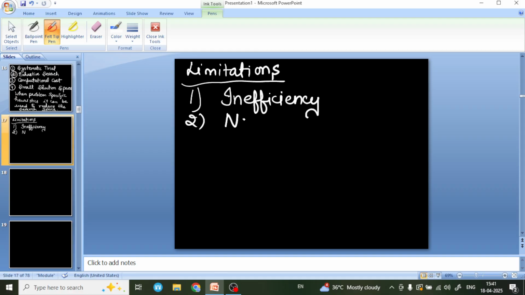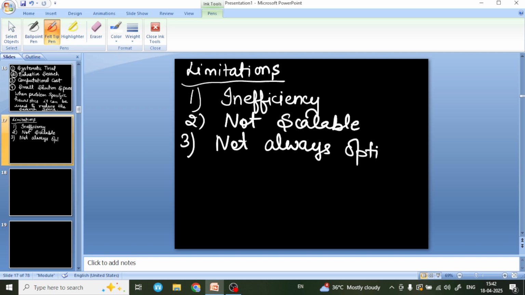Second is not scalable. As the size of the problem increases, the time which is required to find a solution also increases exponentially. So that's why it cannot be scalable. Third, not always optimal. While we use brute force approach, it guarantees finding the optimal solution if one exists. It may not be the most efficient way to find a good solution. So that's why we can say it's not always optimal.